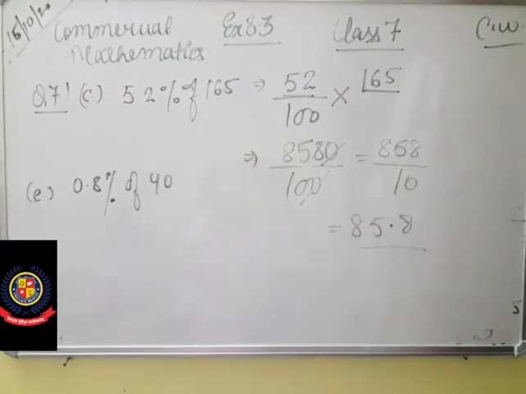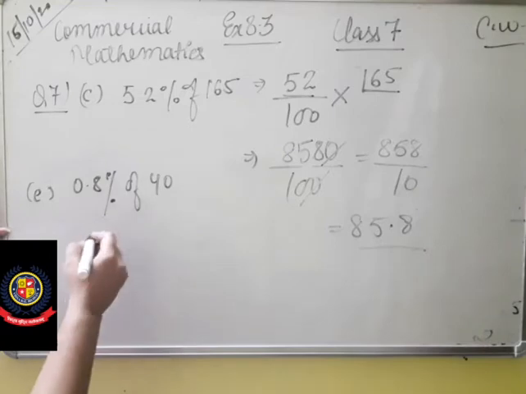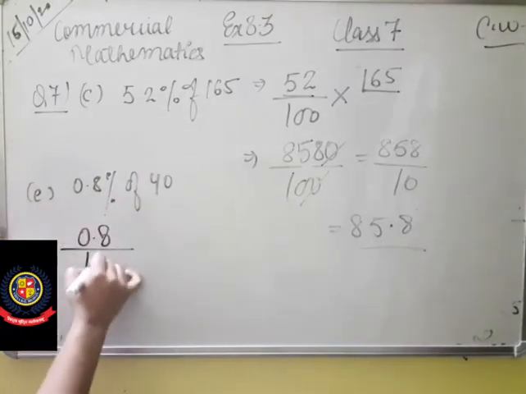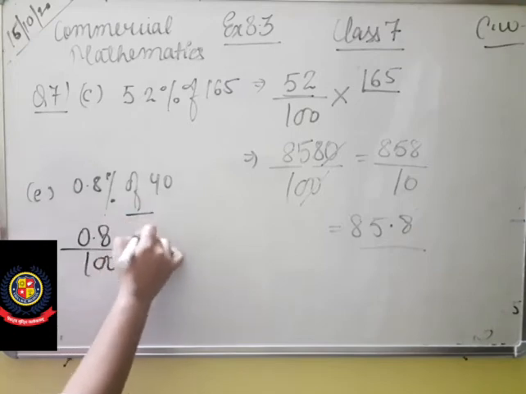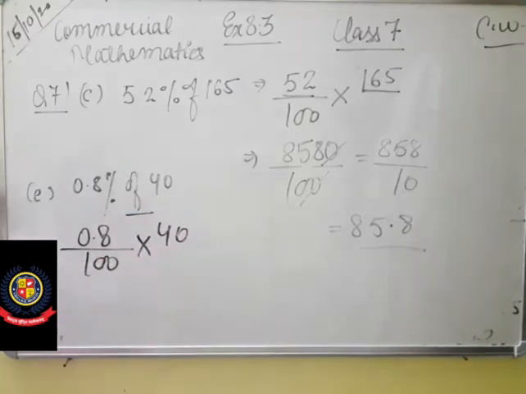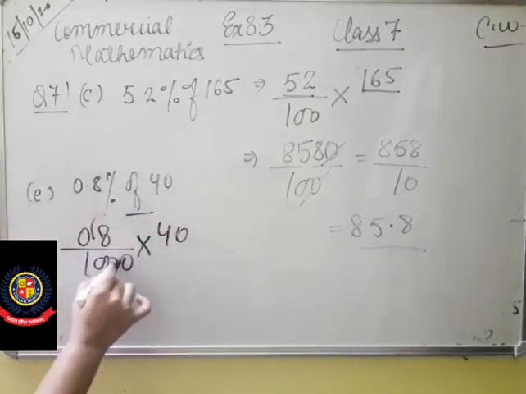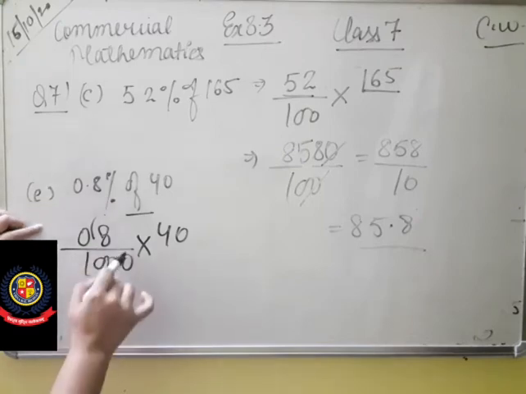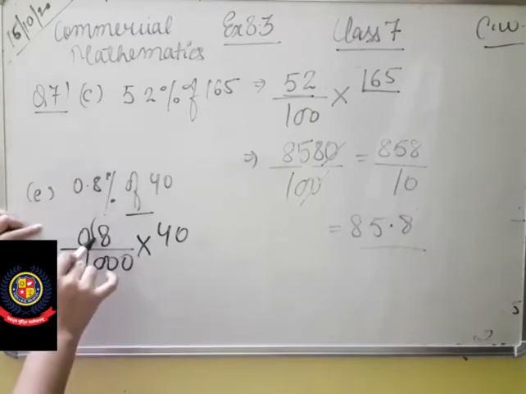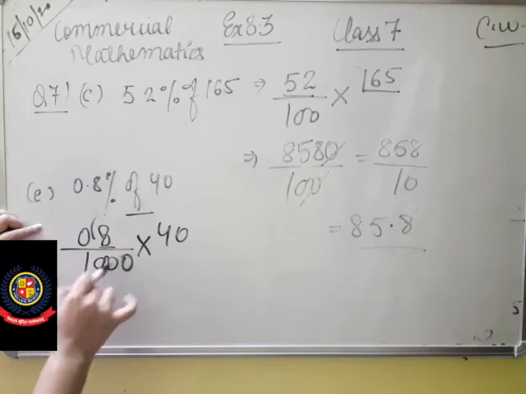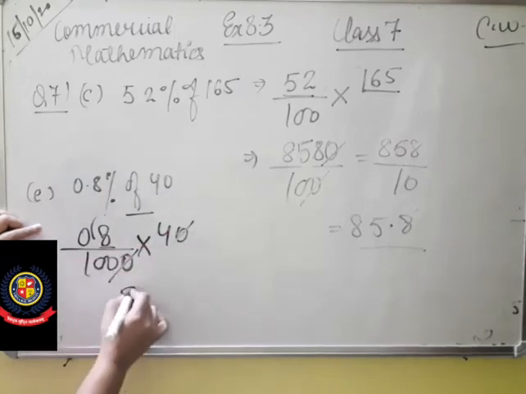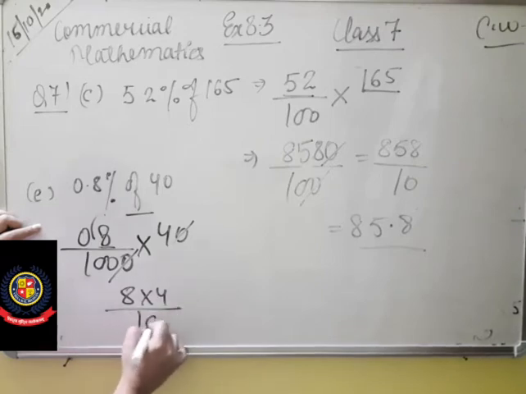Okay. Now students, if you look at the E part, 0.8% of 40. So that means 0.8, you will remove this percentage, upon 100 will be there. In place of off you will write multiply. So simply when you remove this point, 10 will be there. After removing the point you will see one digit is there, so I have written 10. 10 and 10 will get cancelled out. So what is left? 8 into 4 upon 100 is left.